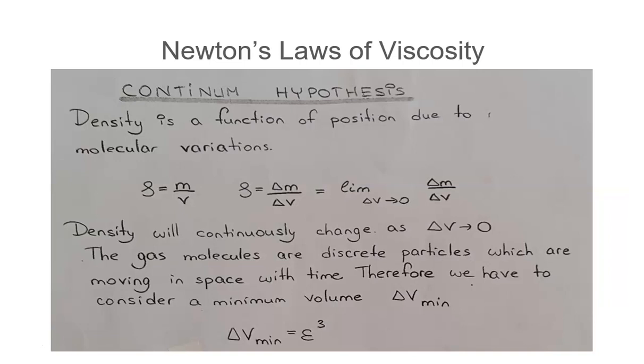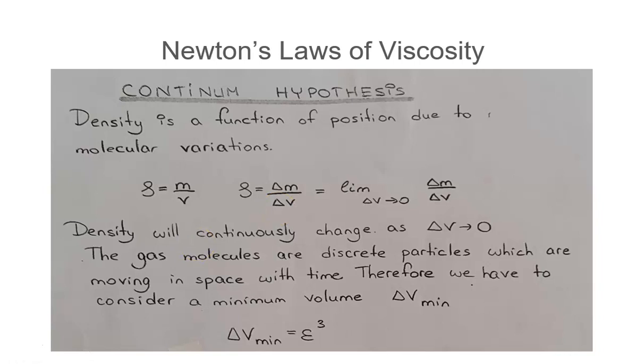Now let's quickly talk about the continuum hypothesis. We will start by talking about density. Density is a function of position due to molecular variations, and it can be given as mass over volume. So this is the density symbol here, which is equal to mass over volume. Okay, so we can also have it as change in mass divided by change in volume. So as change in volume tends to 0, the density will continuously change.